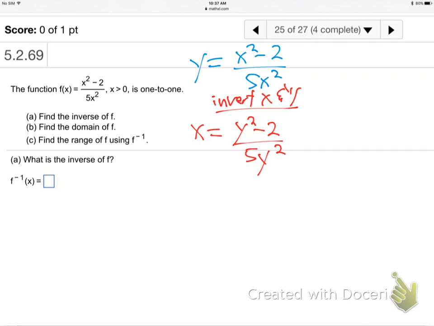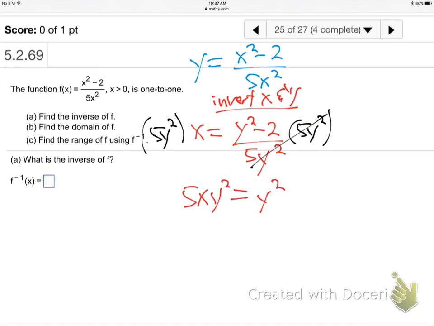How do I solve this equation now? Well, denominator. What do we always do with the denominator? Multiply both sides by that denominator. Boom. And so we get, what's that? I'll just make it 5xy squared. This is y squared minus 2. Good to there so far?